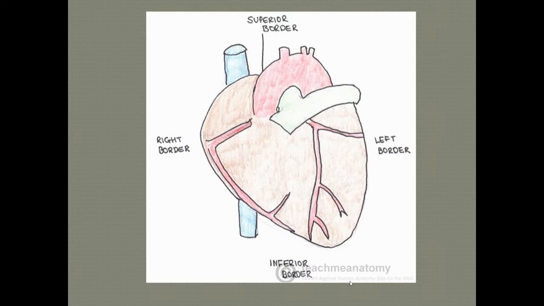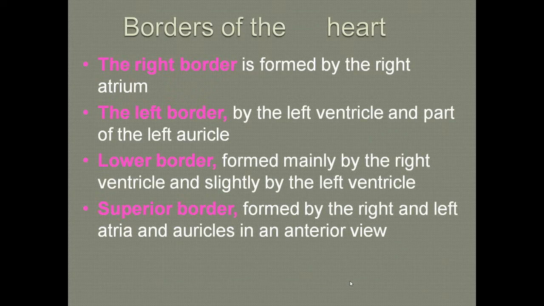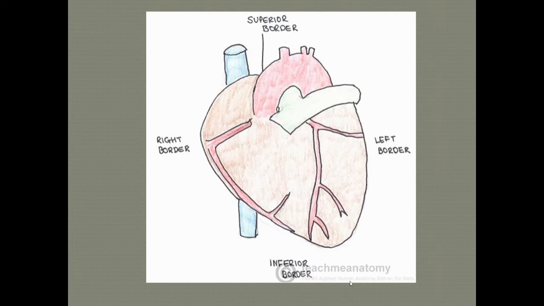So we can see the right border, left border, inferior border and superior border. The right border is formed by the right atrium, and the left border is formed by the left ventricle and some part of the left atrium also. And the inferior border is formed by the right ventricle and slightly by the left ventricle. This is the inferior border.